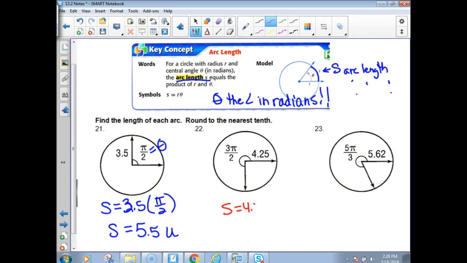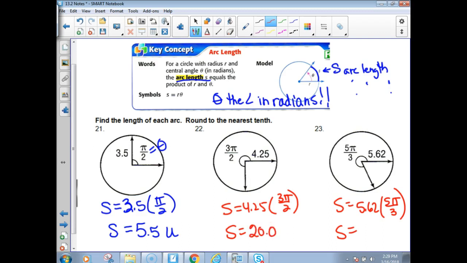You're just going to type 4.25 times 3 pi over 2. And this one will be 5.62 times 5 pi over 3. Okay, you guys type them and then I'll just check and see if you got the correct answer. Okay, number 22, you should have got 20.0 units. Any problems? Okay, type out number 23, please.